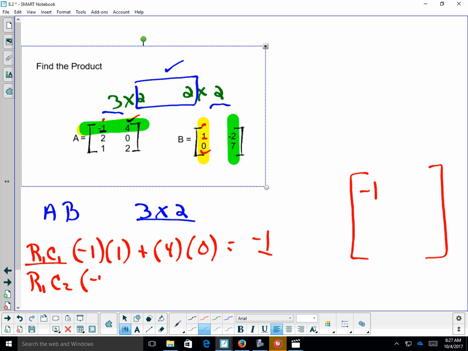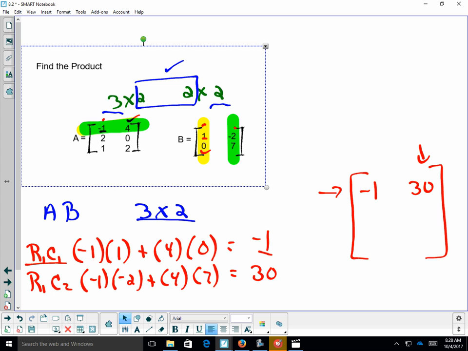I'm going to take the -1 times the -2 plus, and now I'm going to have the 4 times, and then row 2, column 2 would be 7. So this will be +2 plus 28, and now give me 30. Again, this answer is going to go in row 1, column 2, and that answer is +30. So now I've multiplied row 1 by every single column that I have.